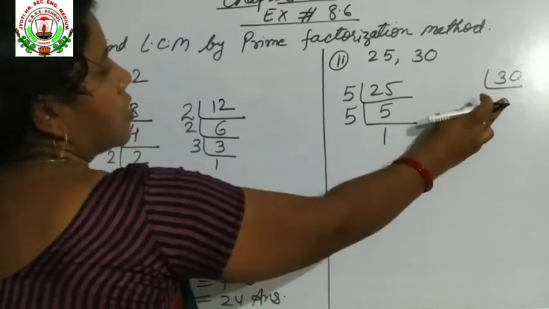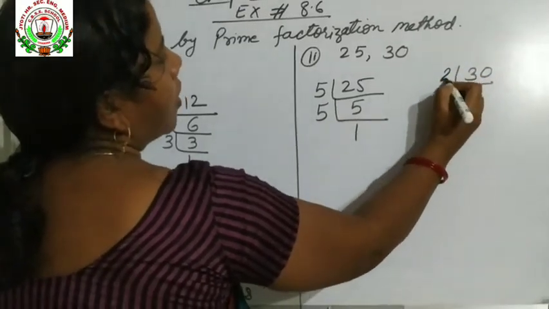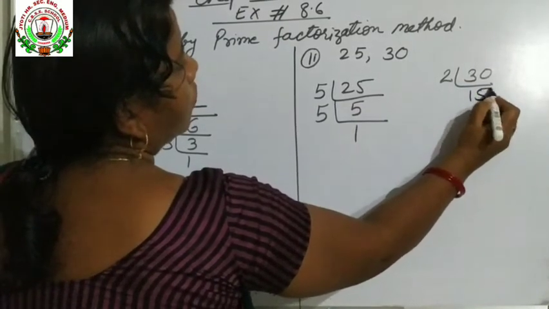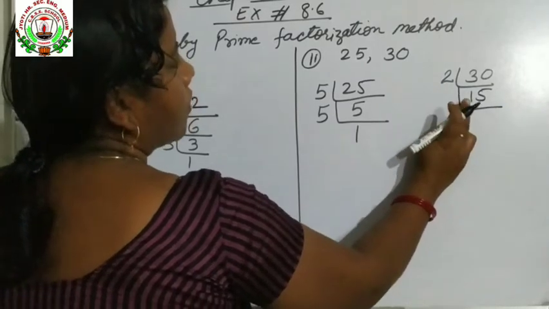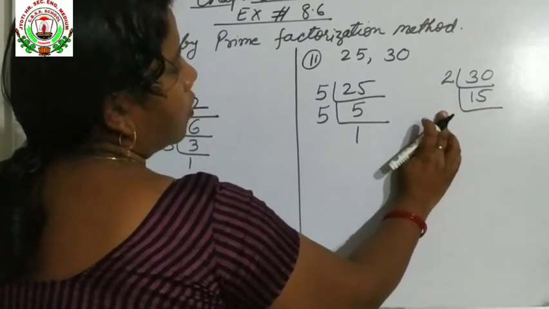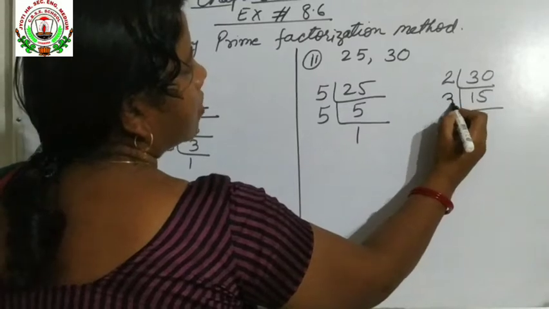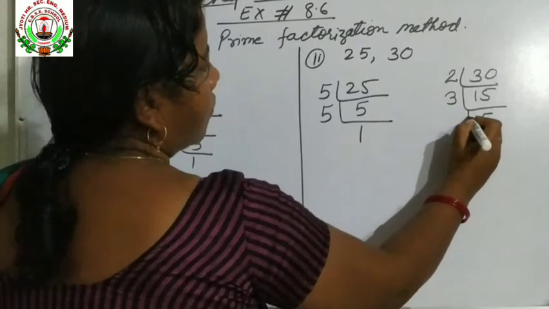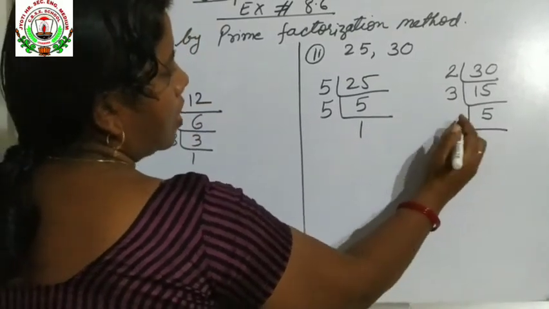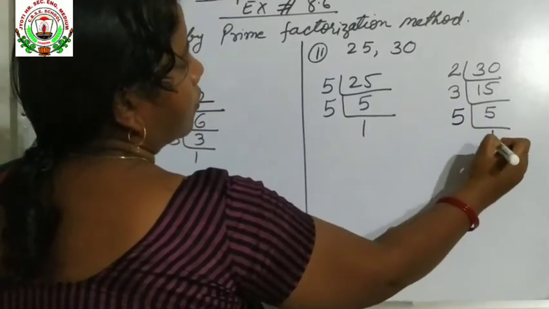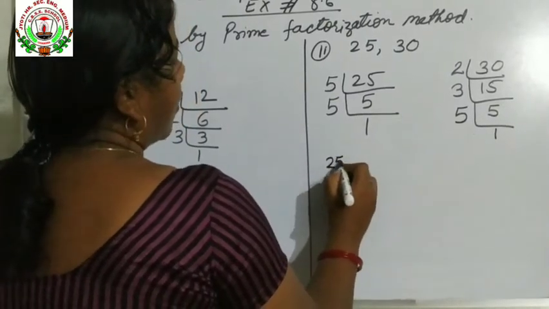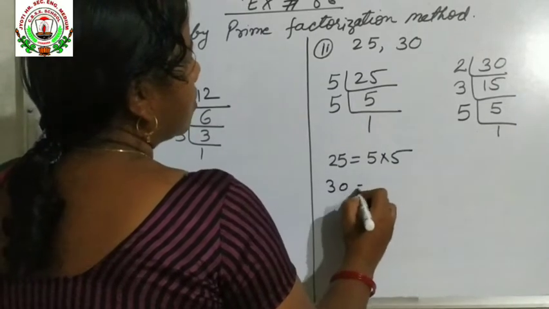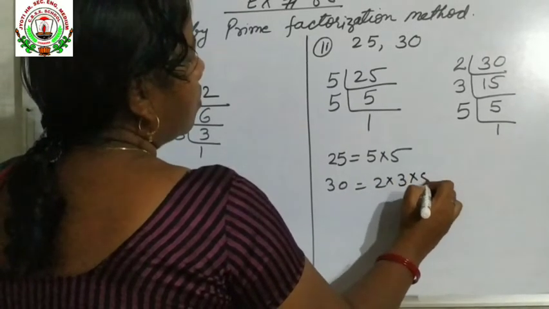Similarly, 30 is an even number, so it is divisible by 2. When you divide 30 by 2, 2 1s are 2, 2 5s are 10. 15 will come. 15 is not divisible by 2, so we will take the next prime number, 3. In the 3 table, 15 will come 5 times. 3 5s are 15. Now 5 is not divisible by 3. 5 is divisible by 5. So 5 1s are 5. Now the prime factors of 25 are 5 into 5, and of 30 are 2 into 3 into 5.